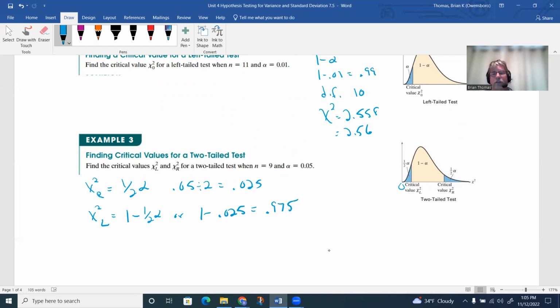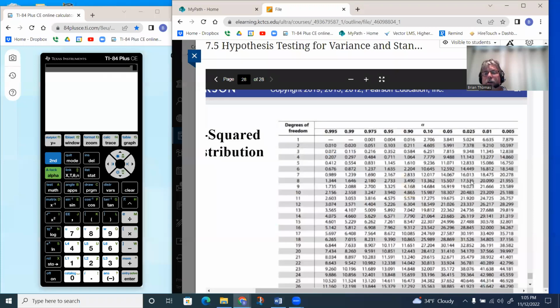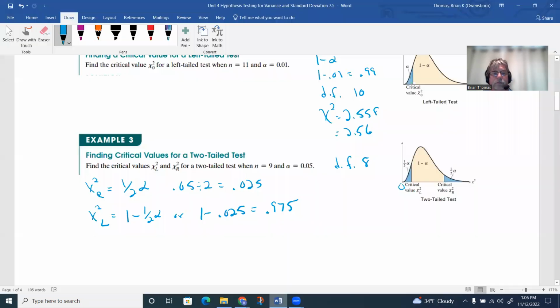So if it's two-tailed, we have to find 2 rejection regions. For the first one, we have this 0.025, and notice that the degrees of freedom on these is going to be 9 minus 1, which is 8. So 0.025 and 8, that's going to be 17.535. So that would be our chi squared R.